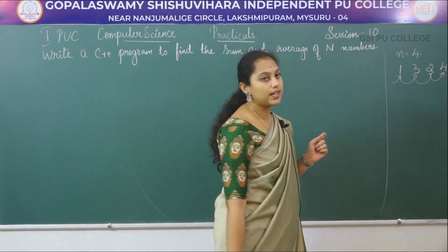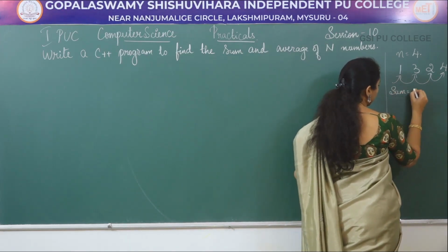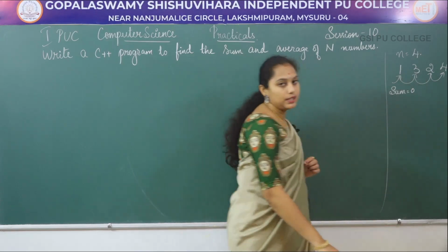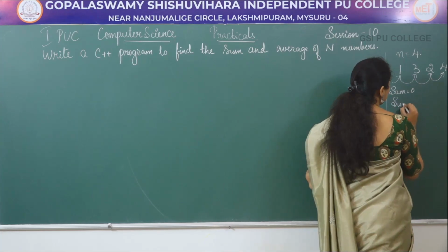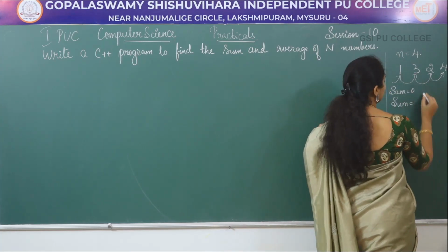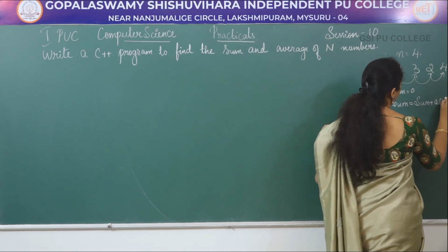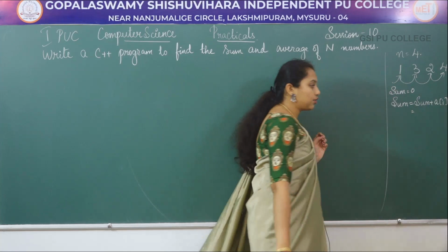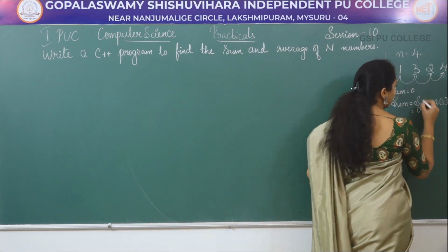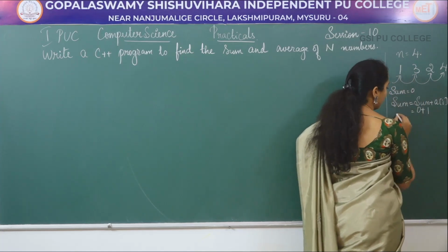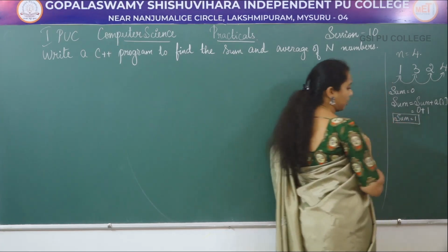So I am going to initialize a variable called sum, and for that variable I am going to initialize the value 0. To add the numbers one by one, I am going to add these numbers to the variable sum, that is sum plus a of i. So in the first iteration, the value of sum is 0. I am going to add the first number, that is 1. So sum becomes 1 in the first iteration.